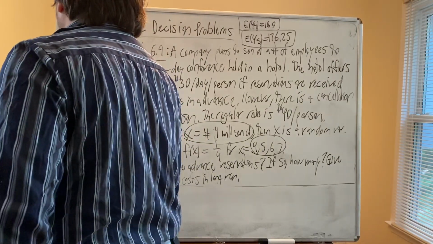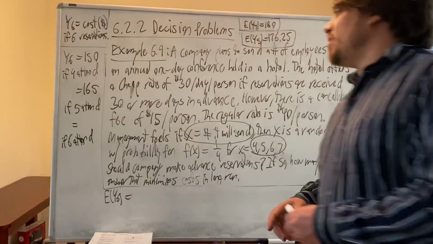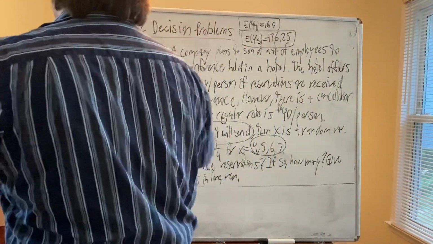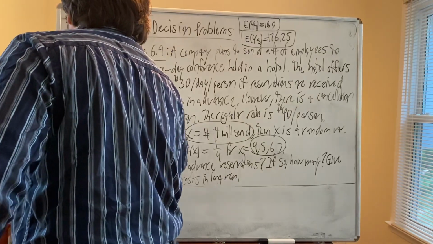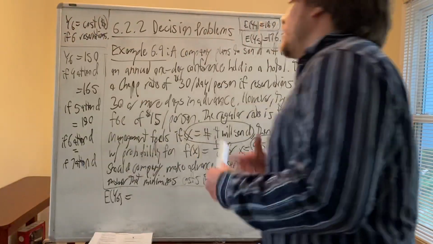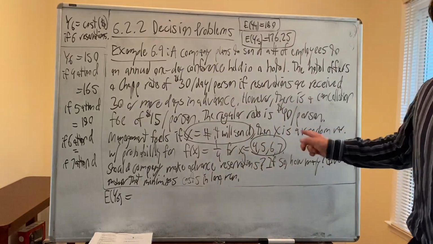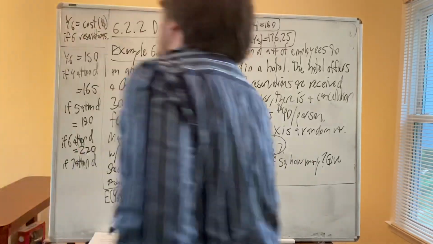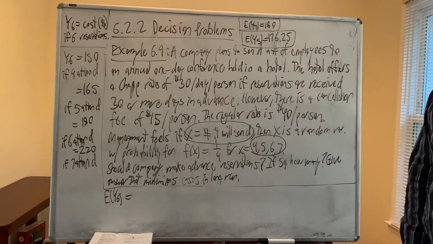Now, what is that equal to if 6 attend? Well, if they make 6 reservations and all 6 attend, that's 180. And then if 7 attend, that means they made 6 reservations and 6 people go, it's 180, and they pay for the additional person, that's 220. So it's 180 plus 40, which is 220. And so those are the values of y sub 6, the cost of the company if they make 6 reservations for each possible value of people who show up.